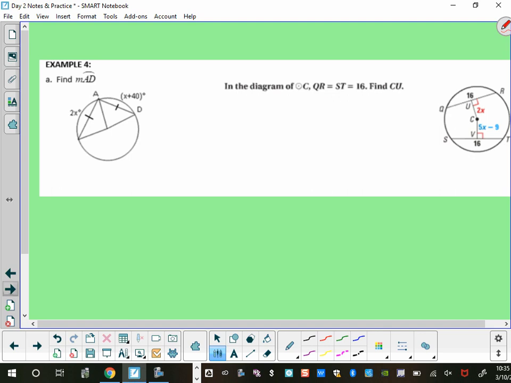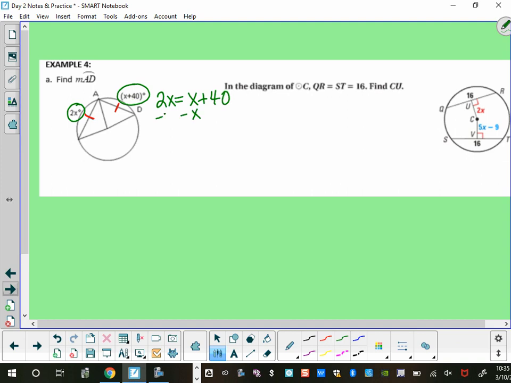Example 4a says, find the measure of arc AD. All right, well, they told us that these chords are congruent. So what does that mean for these arcs? Yeah, they're going to be congruent too, so they're equal. How do I set this up as an equation to solve for x? 2x equals x plus 2. All right, do not use Desmos for this. Let's just work it out by hand. Keep our brains fresh. How do I solve for x?